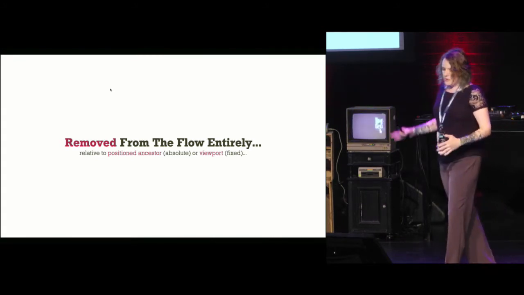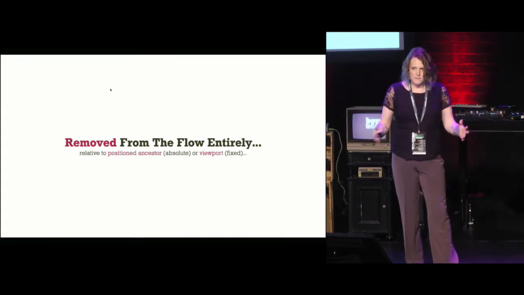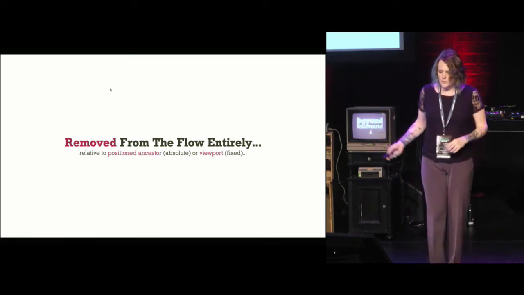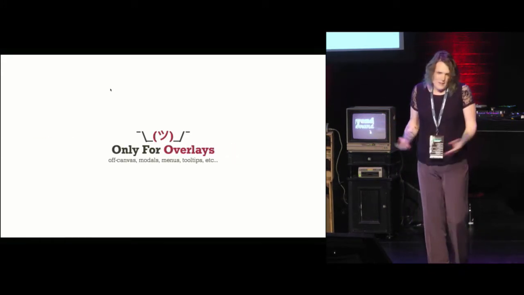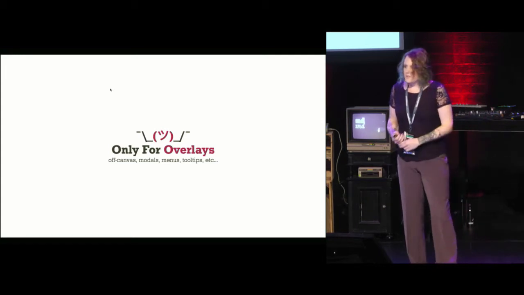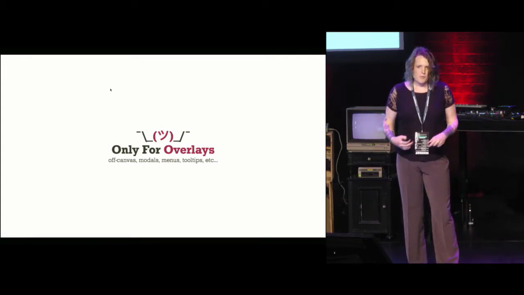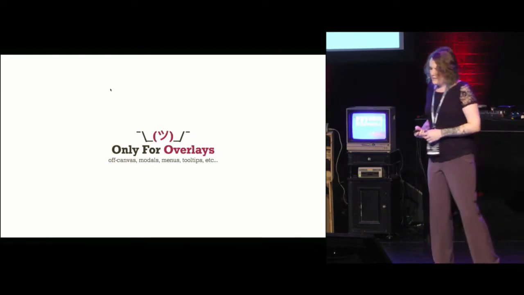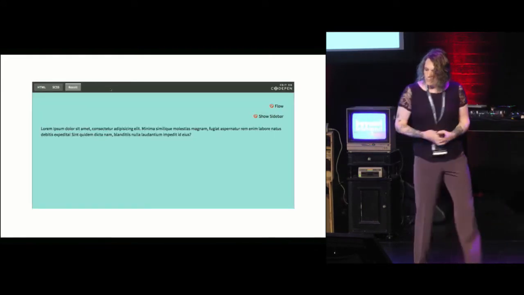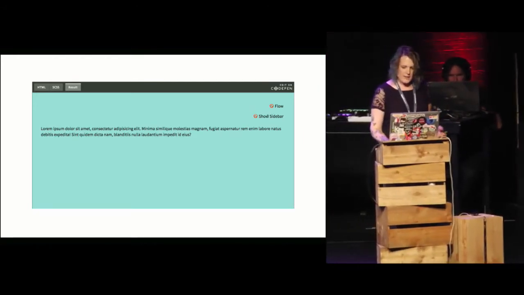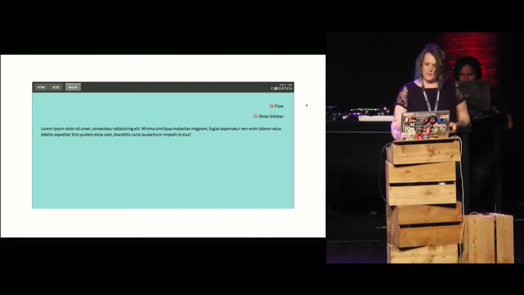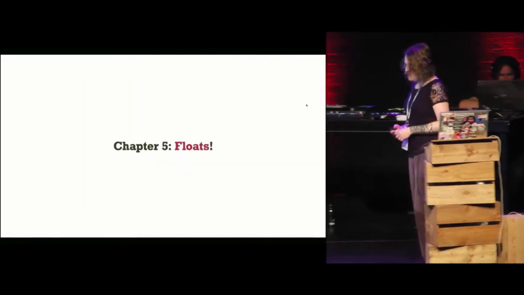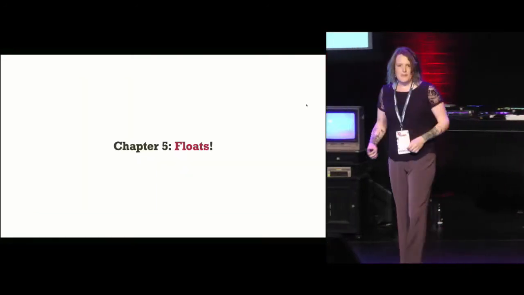So that's removed from the flow entirely based on the positioned ancestor. That's why we use the relative. It's useful for overlays. So if you want an annoying pop-up that comes 3 seconds after I've started reading the content, you can use positioning. Does this demo work? It doesn't. Yeah, so this demo also shows that same concept. Great. Let's move on to floats.